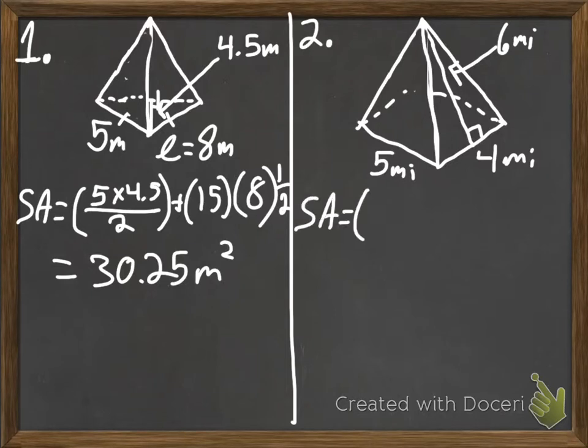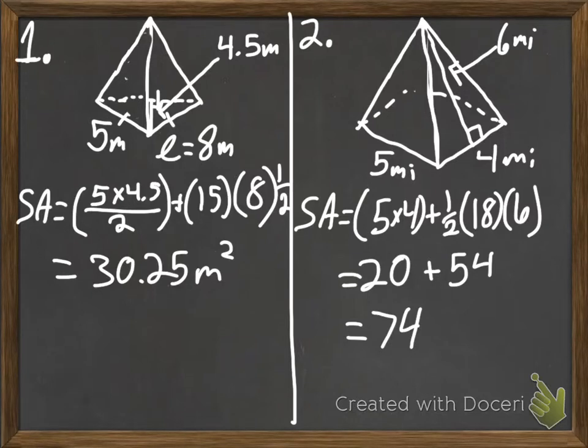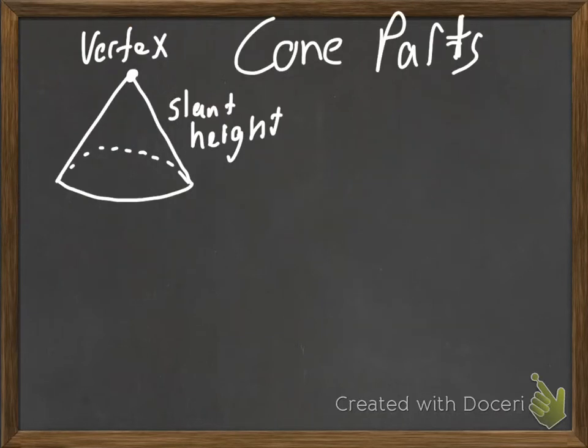Number 2. It's a rectangular pyramid, so 5 times 4 plus 1/2 the perimeter, which is 18, times the slant height, which is 6. 20 plus 54. The surface area of this is 74 miles squared. So there is the surface area of pyramids. Next we're going to talk about cones and the parts of a cone.